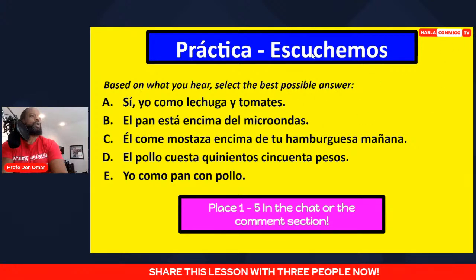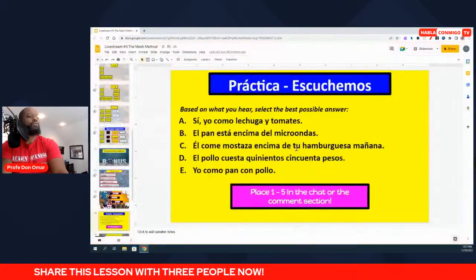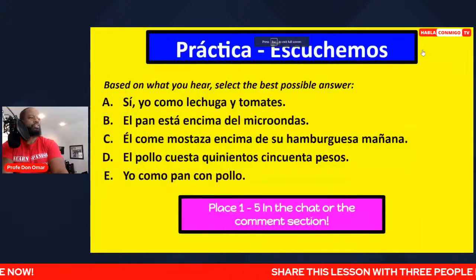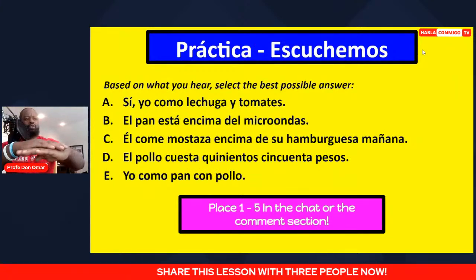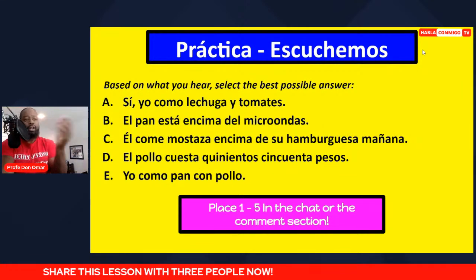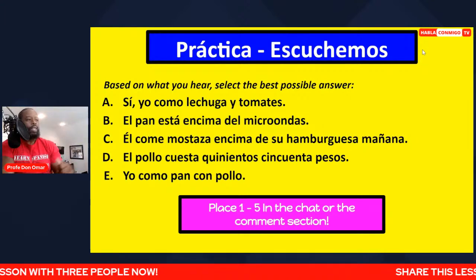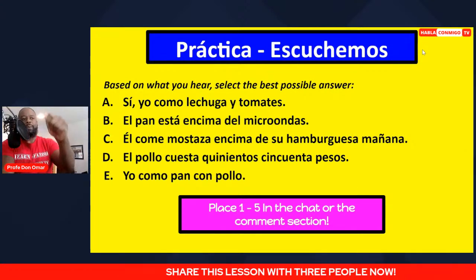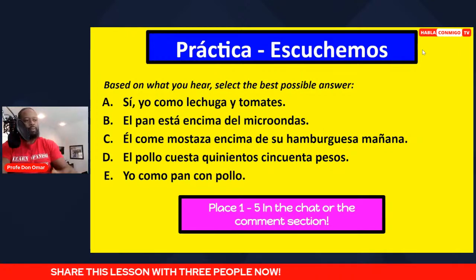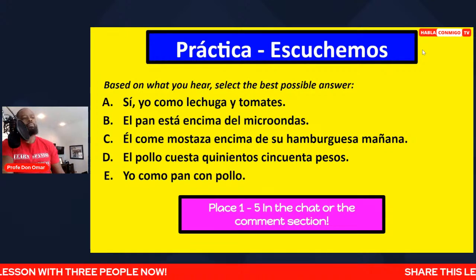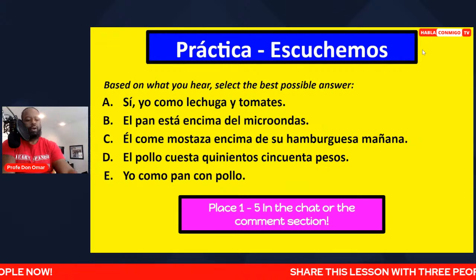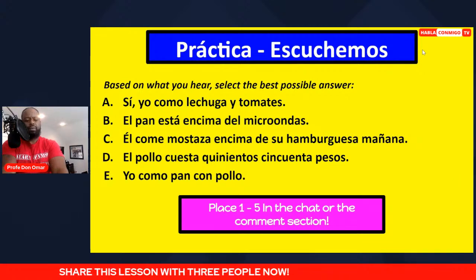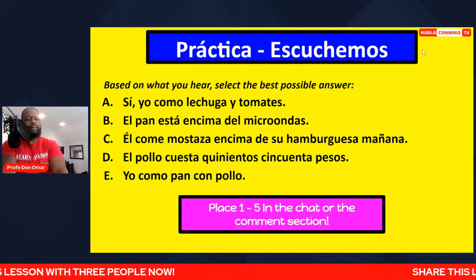Let's get that straightened away right now, because people that watch this replay, we want to make sure that they have the correct spelling and everything is matched up correctly. So this should say, él come mostaza encima de su hamburguesa mañana. The word mañana tells me it is going to happen in the future. So he will eat mustard on top of his hamburger, right? Encima de, if you remember from our preposition video. Excelente. Número 3. ¿No comes lechuga?